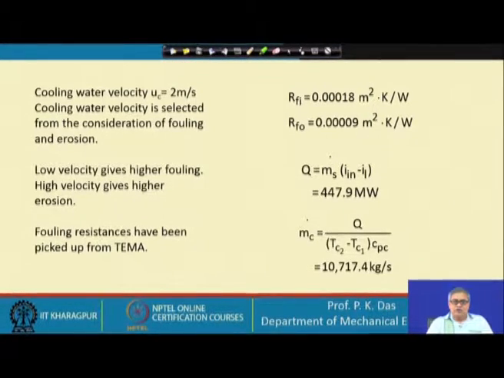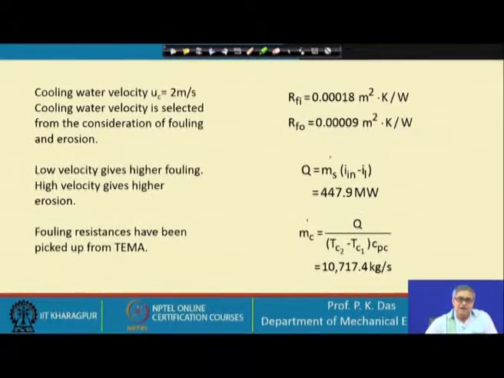Heating of the tube is there on one side, cooling of the tube is there on the other side. So the tubes will be prone to fouling on both sides, inner side and outer side. Similarly, we have to estimate and pick up the fouling resistance. Inside and outside fouling resistances we have picked up, and here also we have used TEMA.